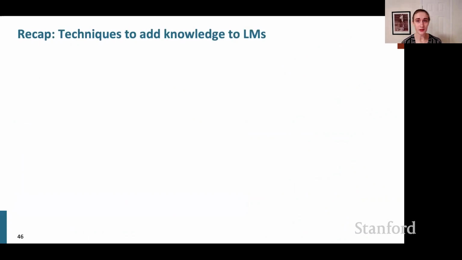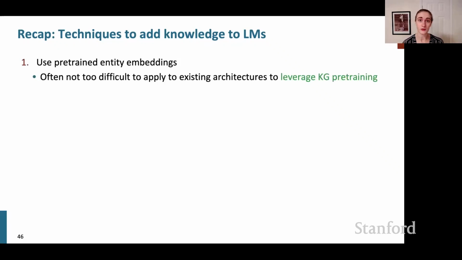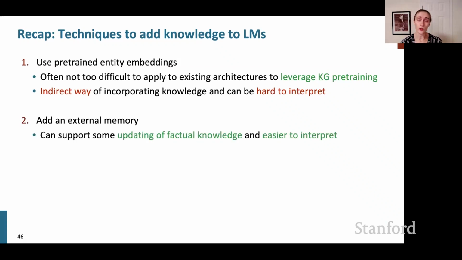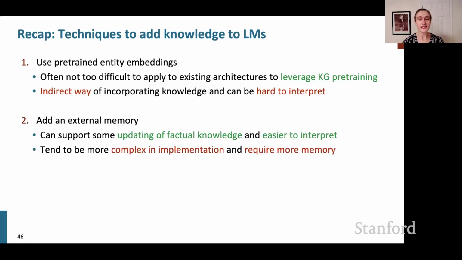So to recap, we talked about 3 different classes of techniques to add knowledge to language models. We talked about using pre-trained entity embeddings. These weren't too difficult to apply to existing architectures, and were a way to leverage this knowledge graph pre-training, but it was a rather indirect way of incorporating knowledge, and they could be hard to interpret. We also talked about approaches to add an external memory. This could support modifying the knowledge base. It was also easier to interpret, but they tended to be more complex in implementation, like we saw with KGLM, and they also required more memory, like we saw with the KNLM approach.